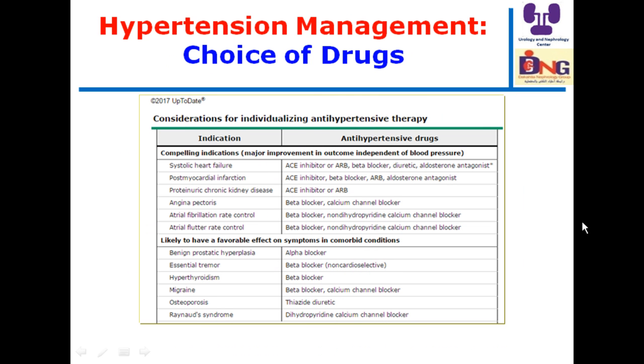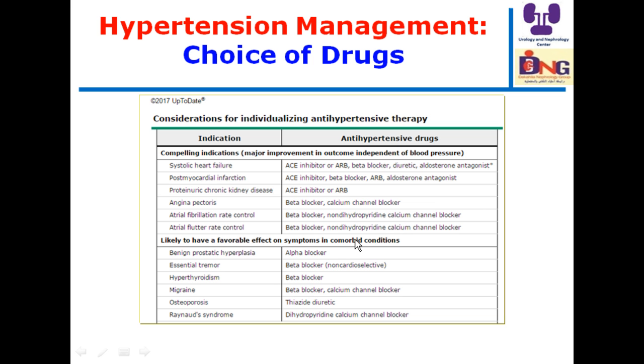According to UpToDate, for systolic heart failure: ACE inhibitor, beta blocker, diuretic, aldosterone antagonist, and even sacubitril, a neprilysin inhibitor, which is currently stated in the guidelines. Post-myocardial infarction: ACE inhibitor, beta blocker, aldosterone antagonist. Proteinuric chronic kidney disease: ACE inhibitor or ARBs. Angina pectoris: beta blocker, calcium channel blocker. Atrial fibrillation: beta blocker, non-dihydropyridine calcium channel blockers. Atrial flutter: beta blocker, non-dihydropyridine calcium channel blockers.